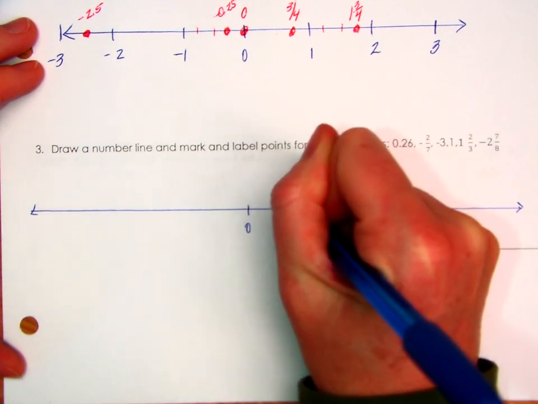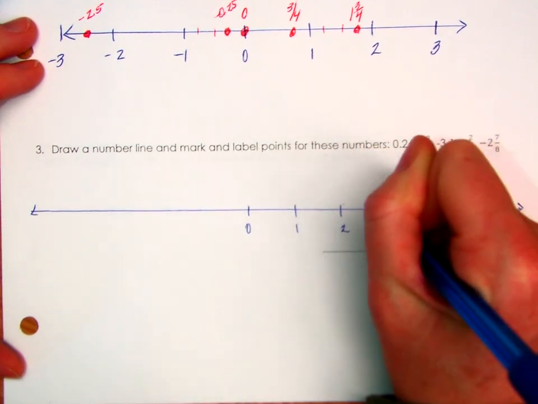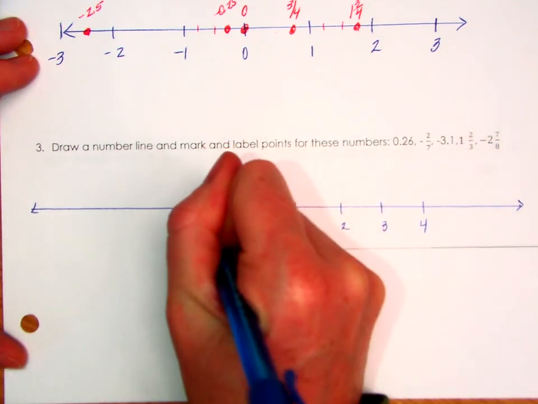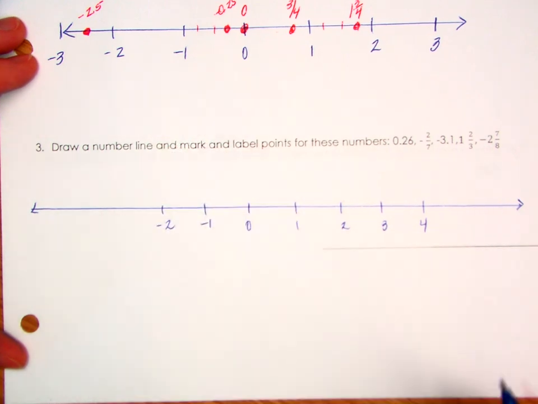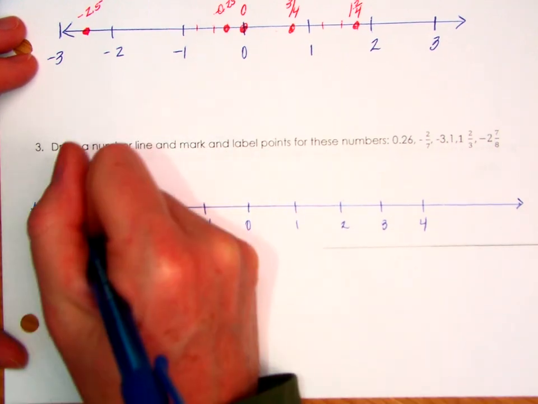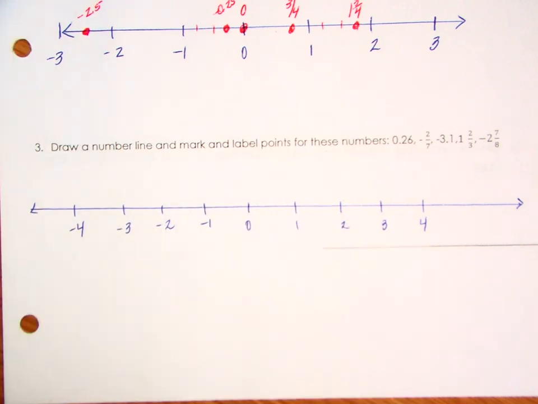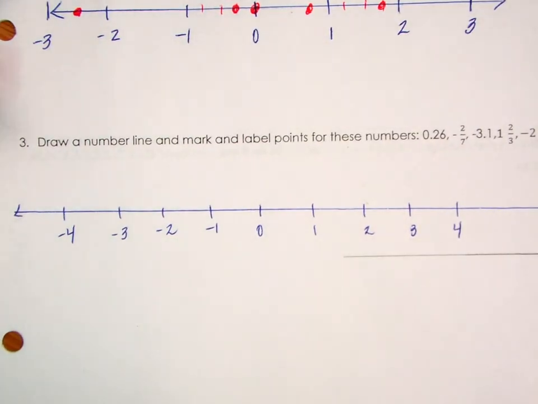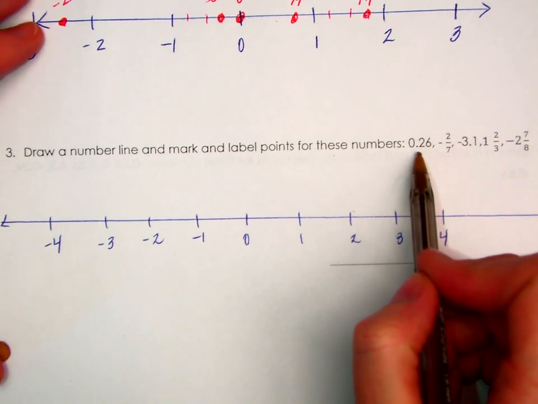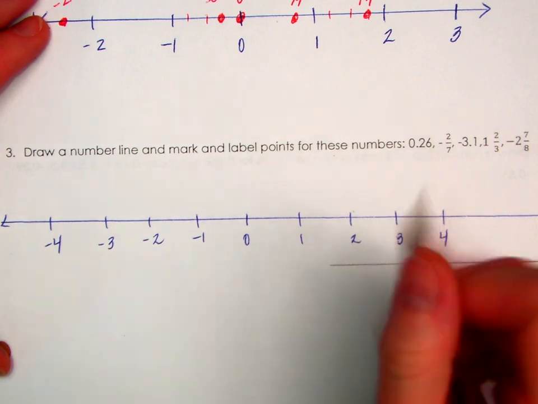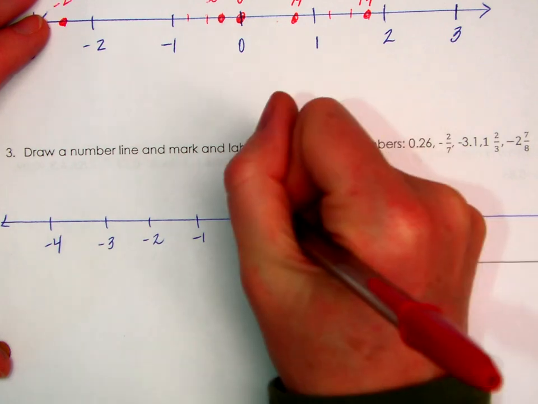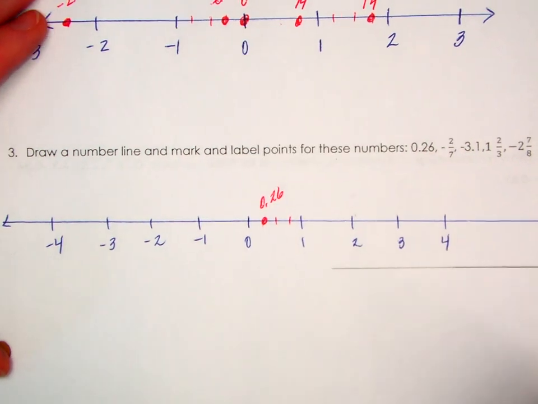We've got 0, 1, 2, 3, 4 is sufficient. It doesn't go past 4. Negative 1, negative 2, negative 3, negative 4. Some of these are going to be easier than others. 26 hundredths is pretty close to 1/4. So if this is 1/4, it's going to be right about here. I know that because 1/4 is 25 hundredths.